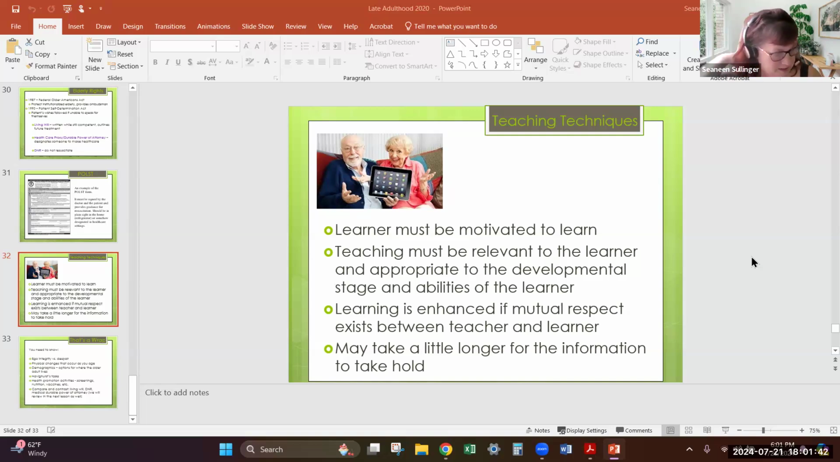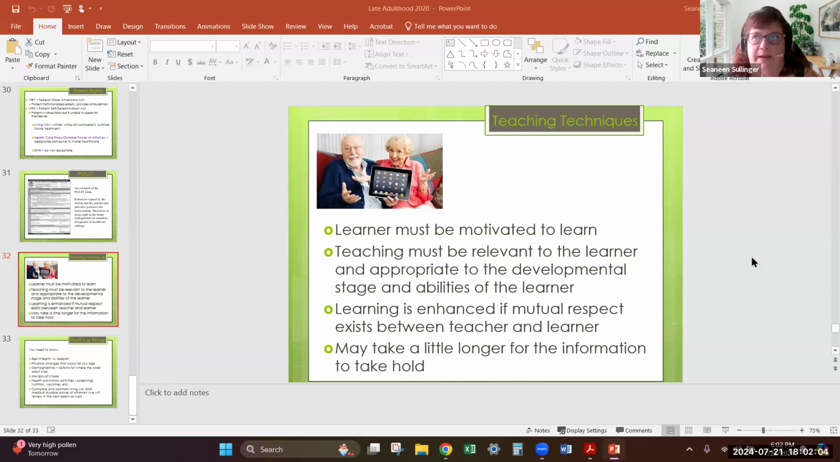Computers are a big thing, any new technologies that come out. They like to listen to music. So if we have Alexa or can show them something like that. But they need to be motivated. They want to learn. If they don't want to, then they're not going to. And so we have to make it relevant to them, and have respect between the teacher and the learner.